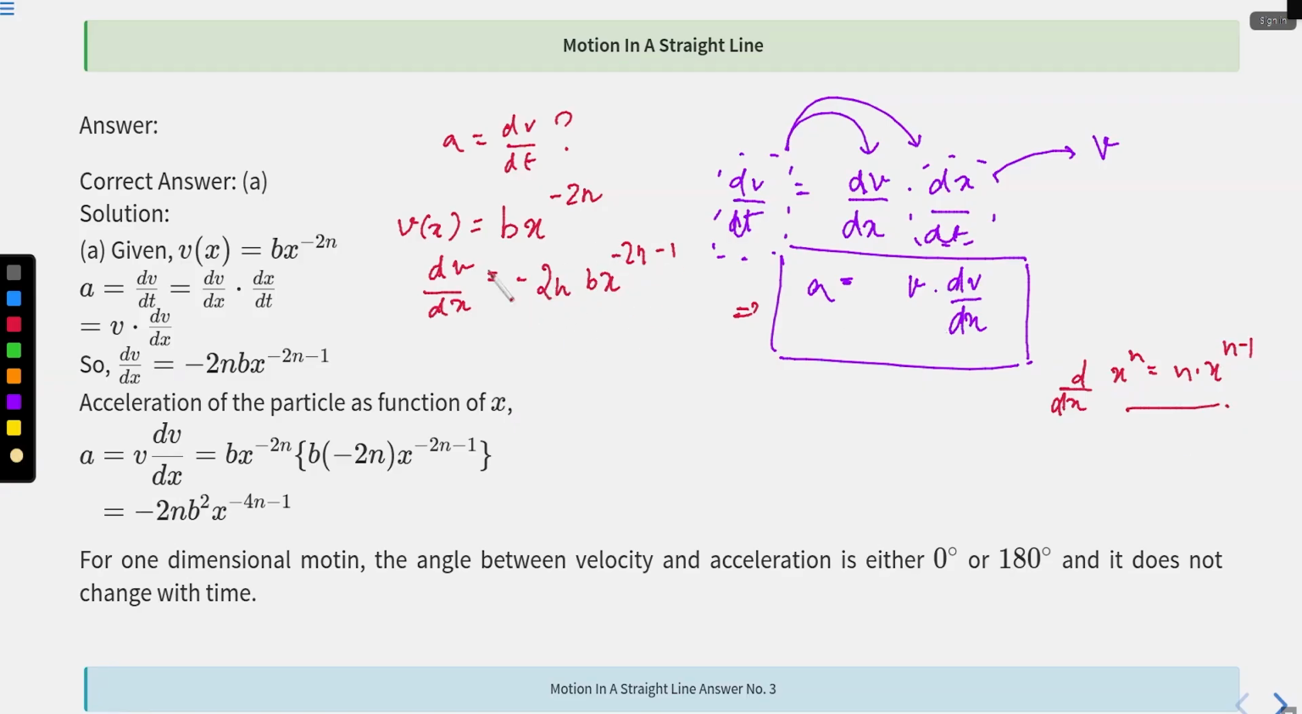And b is your constant. dv by dx, I have got it. dv by dx is nothing but minus 2n b x to the power minus 2n minus 1. All right, correct? Fine. Now the acceleration of the particle will be represented by v dv by dx. Again, just need to replace this v by b x to the power minus 2n. All right, this is what we have got over here, and this is what we have got over here, dv by dx. So eventually, your answer is minus 2n b square x to the power minus 4n minus 1.